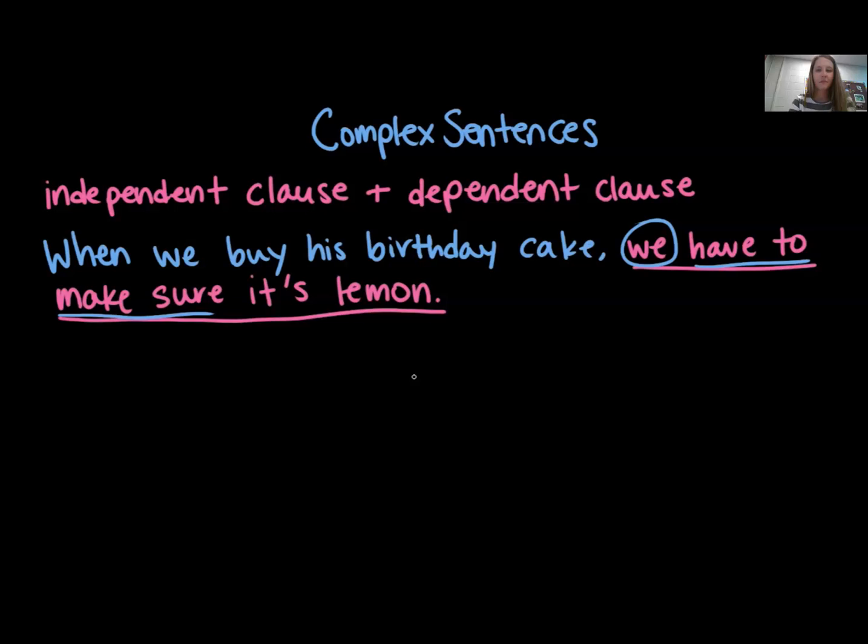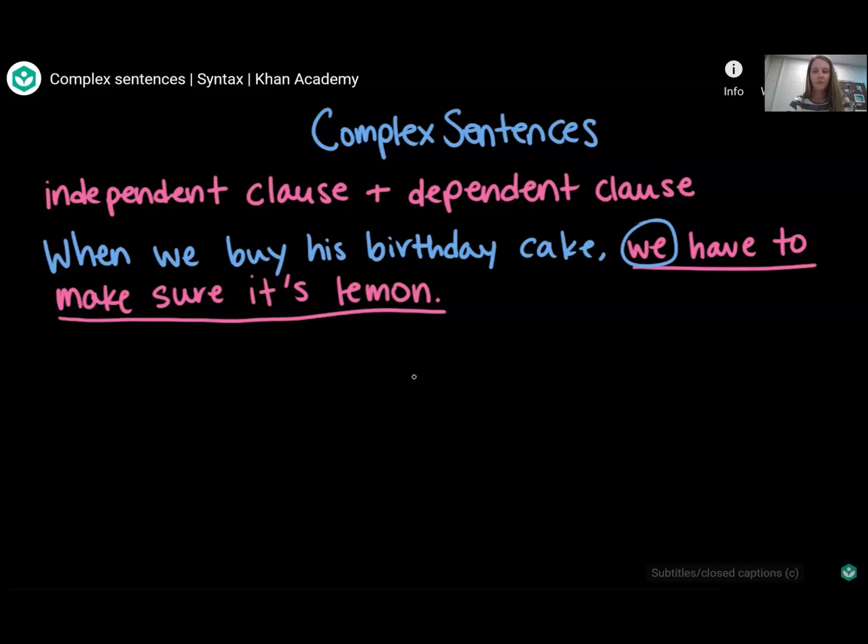In this case, we have this other clause, a dependent clause. We can't just say, "when we buy his birthday cake" as a sentence. That doesn't really stand on its own. It doesn't convey the information that a sentence needs to convey. So we could have an independent clause or a sentence that's just, "We buy his birthday cake." It's kind of a weird construction. I don't know that I would say that. You could maybe say, "We are buying his birthday cake," right? But "we buy his birthday cake" still works as a sentence.